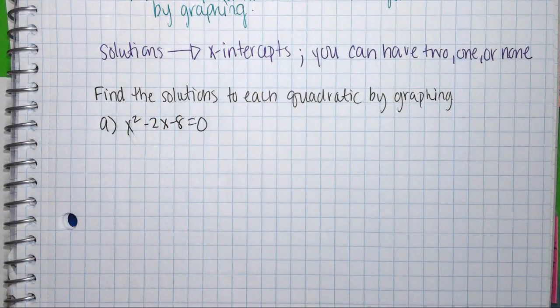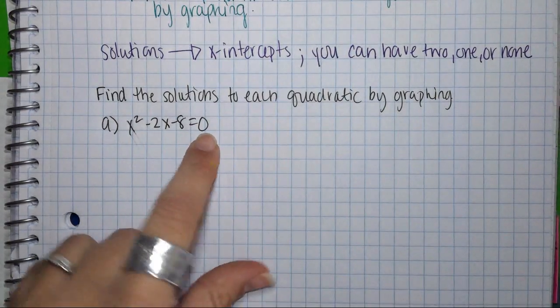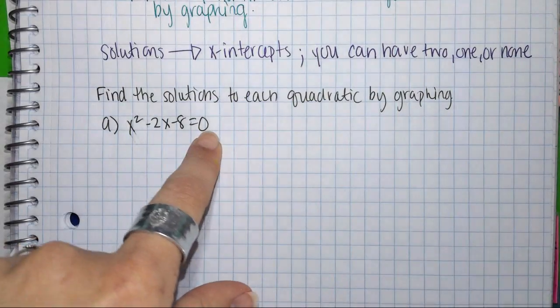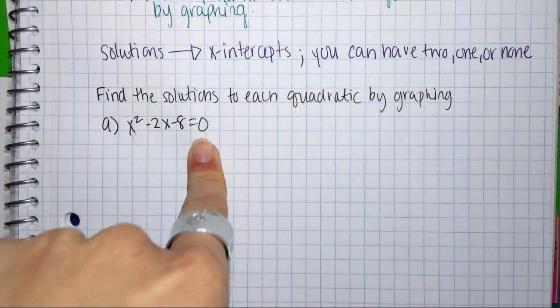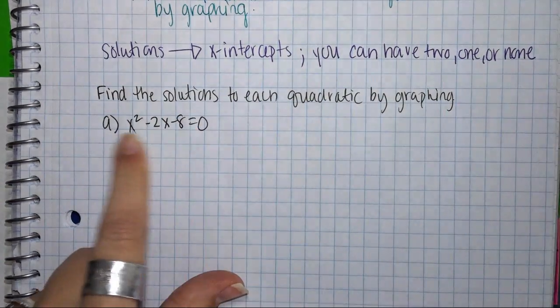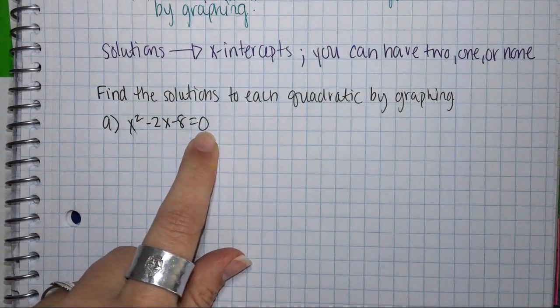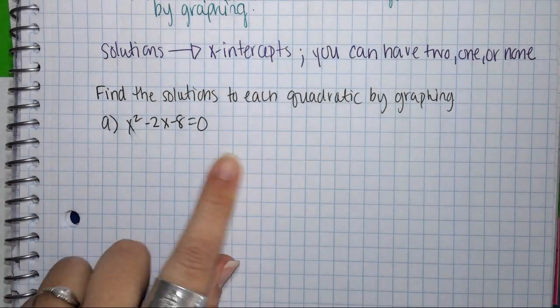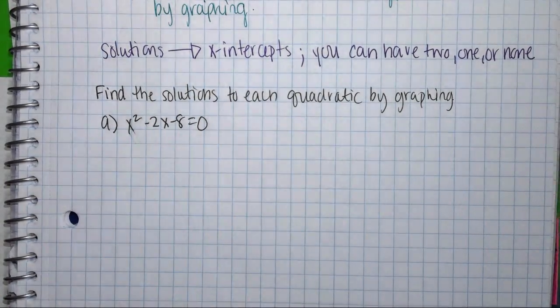Now, we are looking for when y equals 0. That's the whole point of what we're doing, is when y equals 0. And that's why it's equal to 0 instead of y. Does everybody understand? And you want your quadratic to be equal to 0 instead of y. So that means everything needs to be on the left.